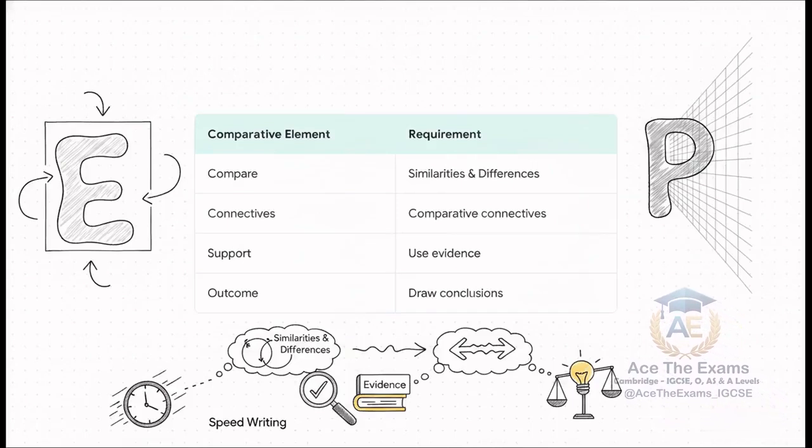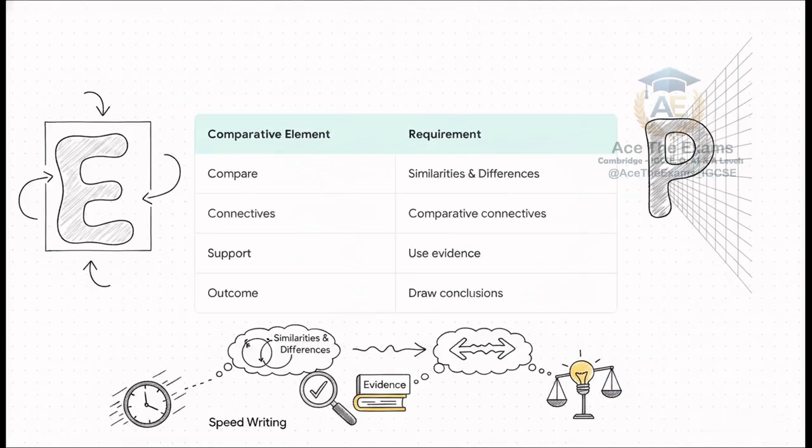So a perfect speed-written paragraph might look like this. Both tools distort vector shapes, but whereas the perspective tool limits distortion to simulating depth via a linear vanishing point, the envelope tool offers freeform distortion via an adjustable bounding box. Consequently, the envelope tool is superior for organic shapes, while perspective is essential for architectural mockups. That, right there, is exactly what an A-star comparative element looks like.